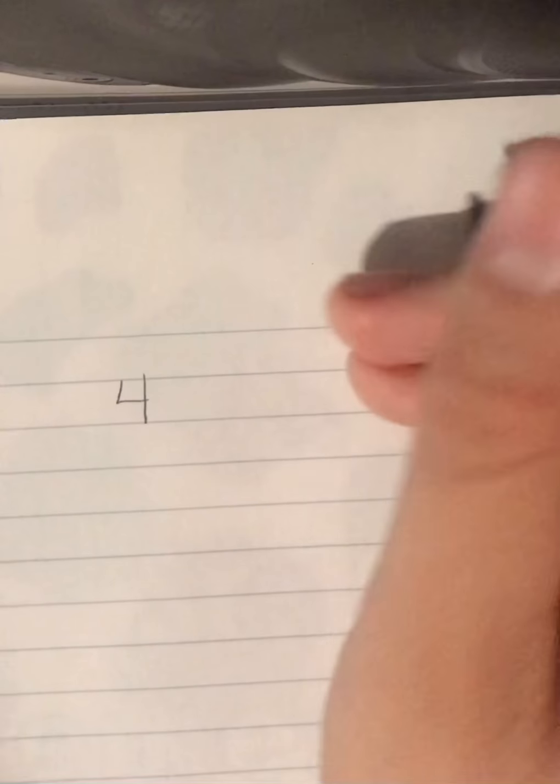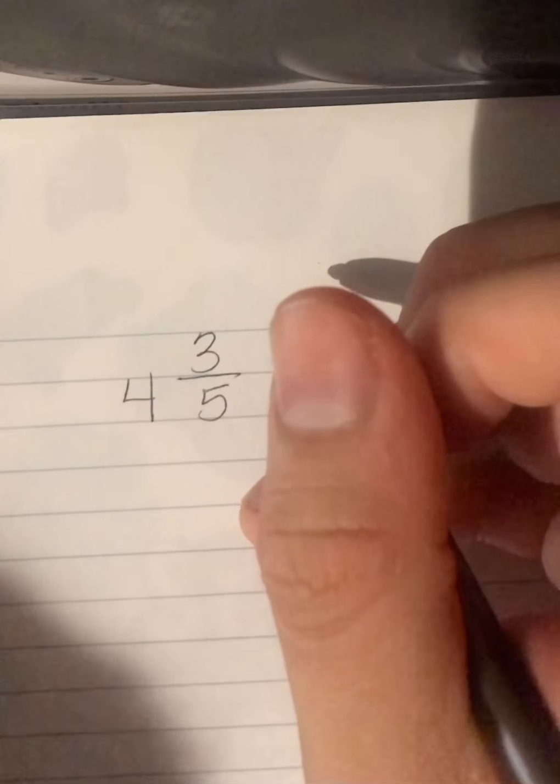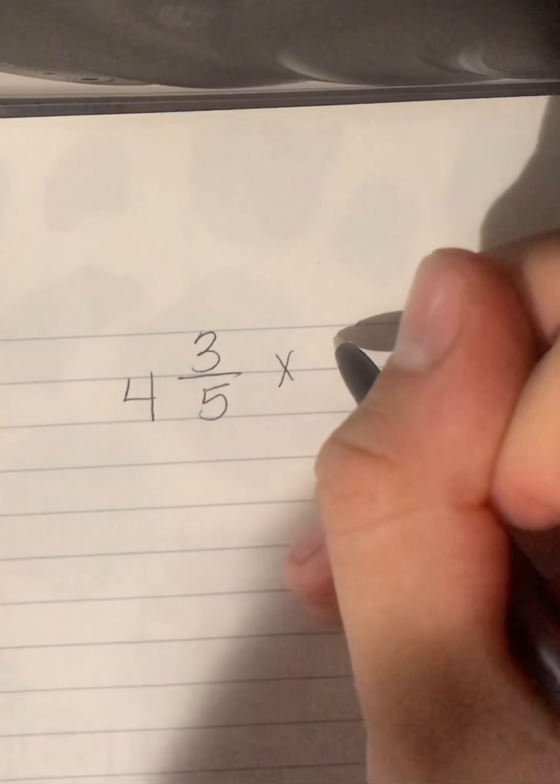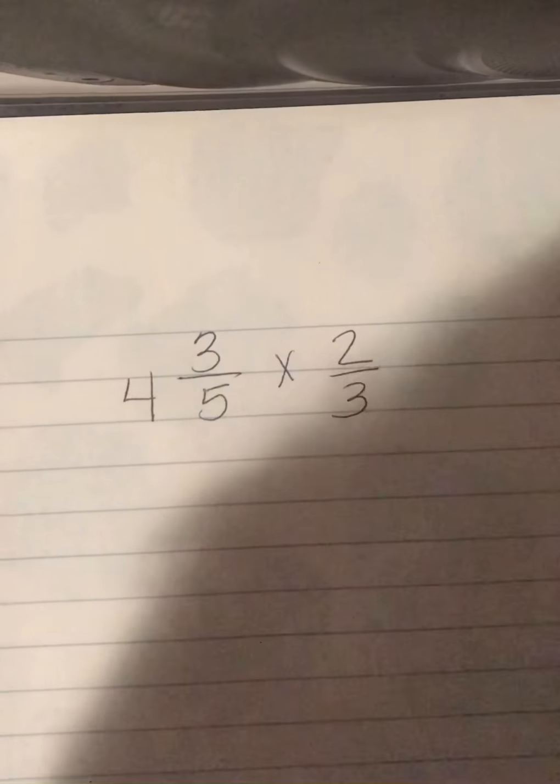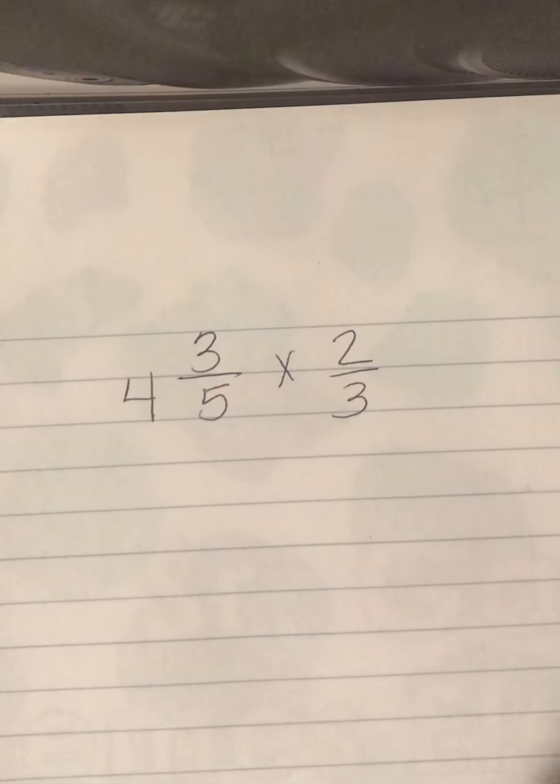Let's quickly do 4 3/5 times 2/3. Again, first step is to multiply.